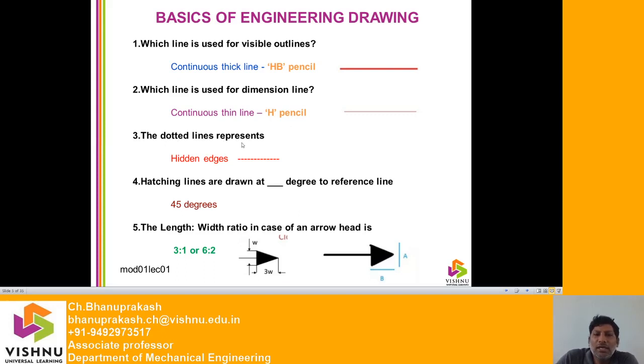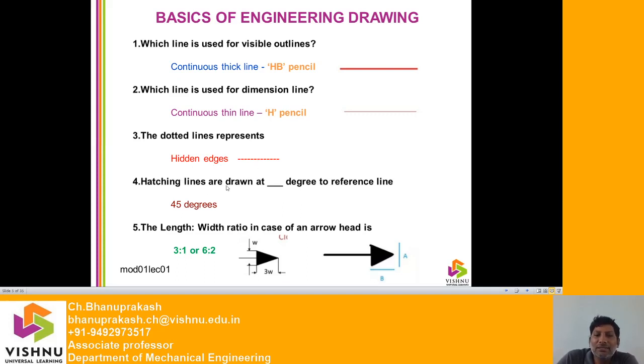Next one, the dotted lines represent what? Generally, dotted lines are where we show parts that are not possible to see in the diagram. When I am seeing from the elevation, some parts I can't see, what will be on the backside of the elevation. So that we cannot see, and we represent it with hidden edges. See here, this is the representation.